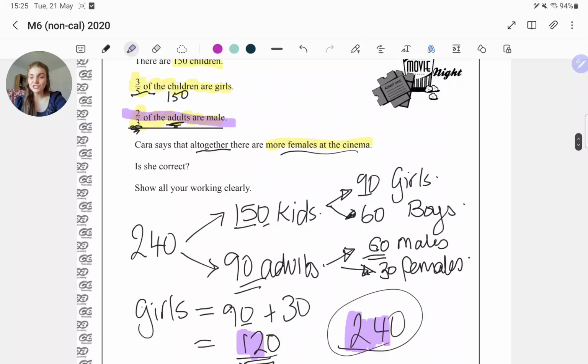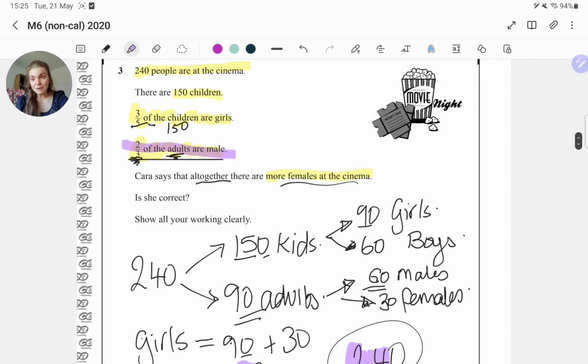So I hope that question 3 on that M6 paper makes sense to you. Remember, just repeat the video as many times as you need to in order to make sense of it.